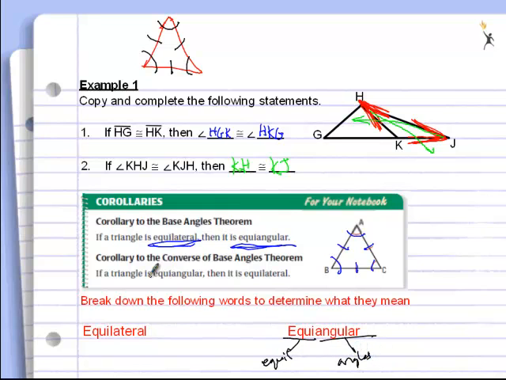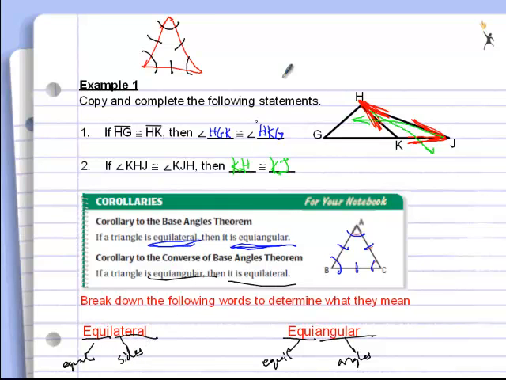If a triangle is equiangular, then it is equilateral. If three angles of a triangle are the same, then the three sides are the same. If the three sides are the same, then the three angles are the same. We can break down the word equilateral too. Equa meaning equal, lateral meaning sides, equal sides.